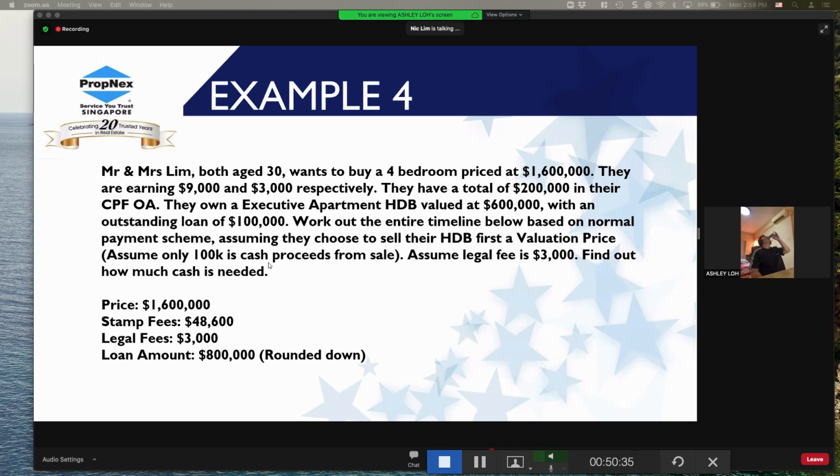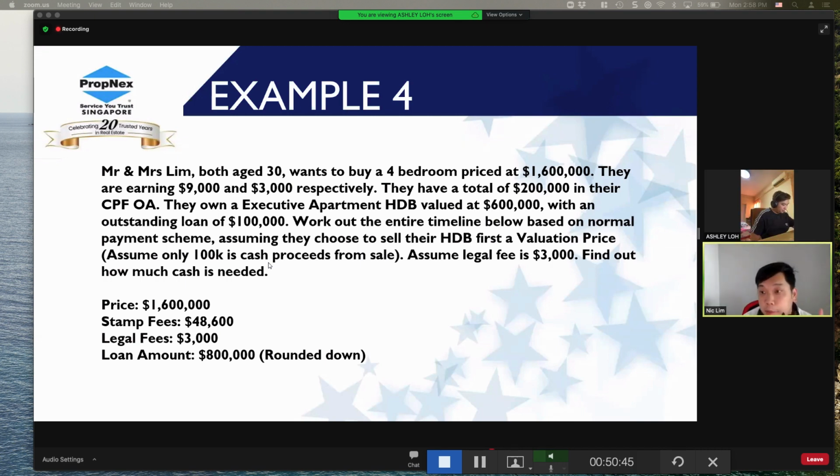Okay, so just one more explanation why EC has deferred payment scheme and not private. The main reason is because when you're purchasing an EC, you have to sign a form by HDB which says that you must sell your HDB. So meaning to say it's an undertaking to sell your HDB. That's why there is deferred payment scheme.